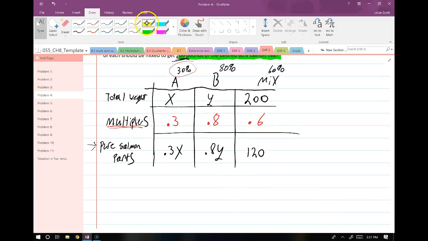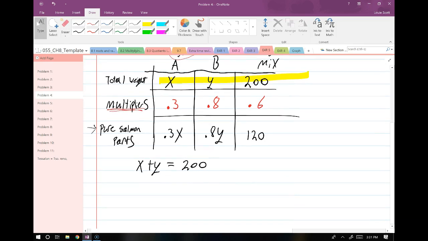So just like with the last problem, I get my first equation by summing across the top row. X plus Y equals 200. That equation deals with just the weight of the mix. And then we have the pure salmon. So I have 0.3x plus 0.8y equals 120. So that equation deals with just the salmon parts. That's it.